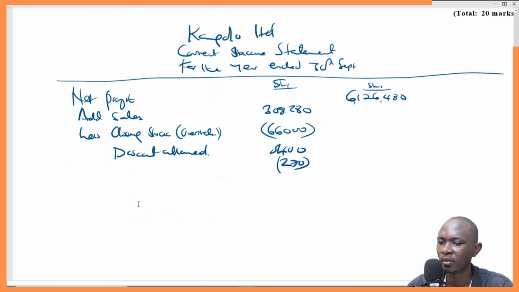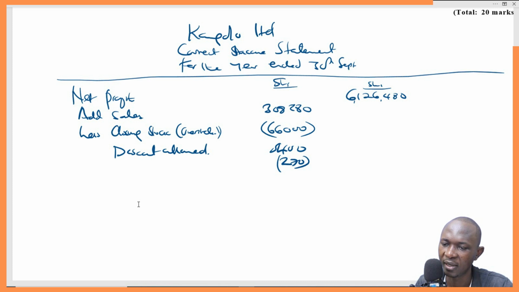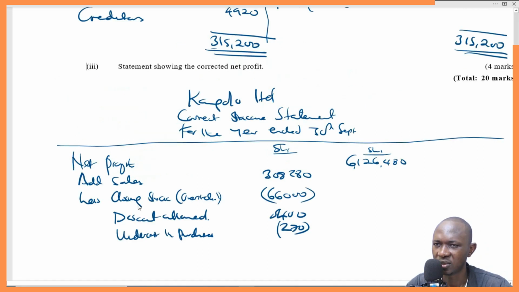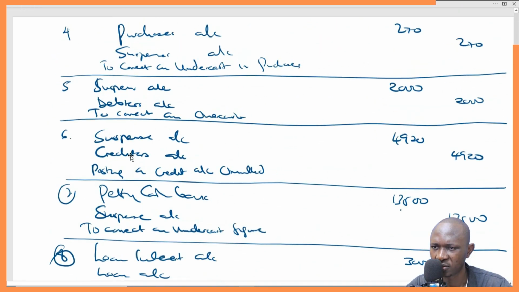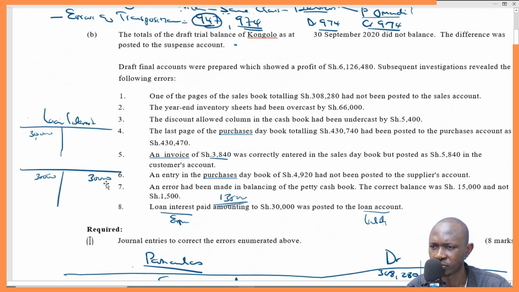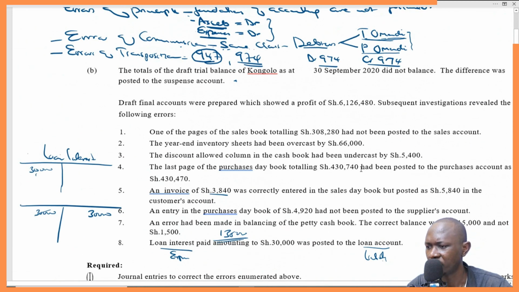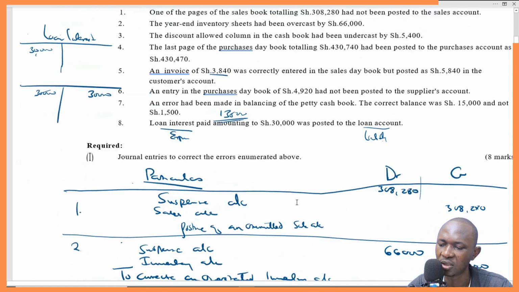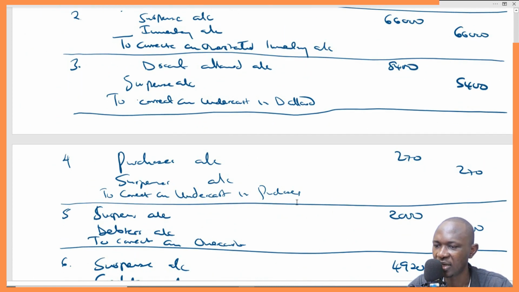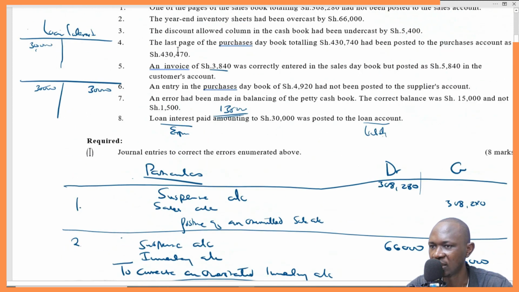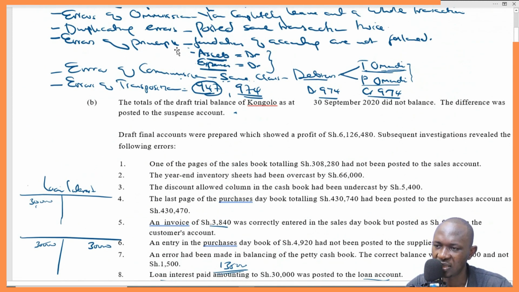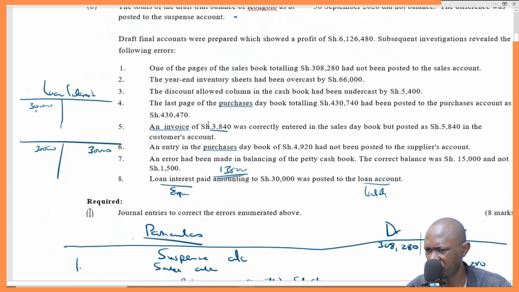So this is an undercast in purchases, 270. I think it was an undercast, let's just confirm. The 430,740 had been posted to the purchases account as 430,470. Good, so we pick it at that. It was actually an undercast. Okay, so the next item.